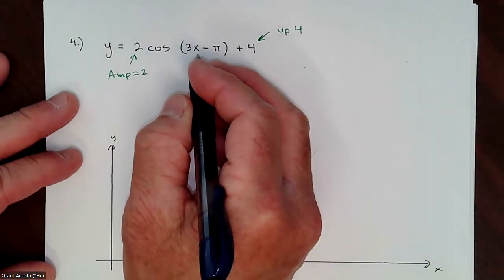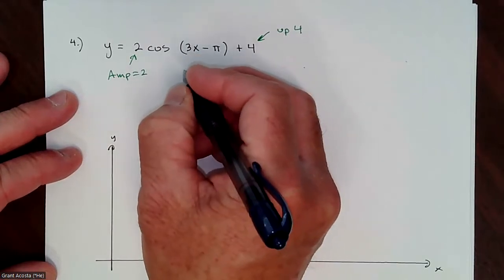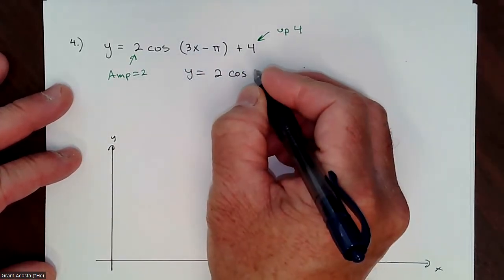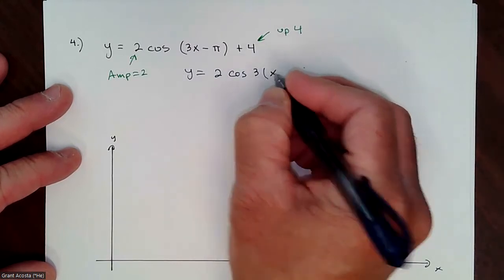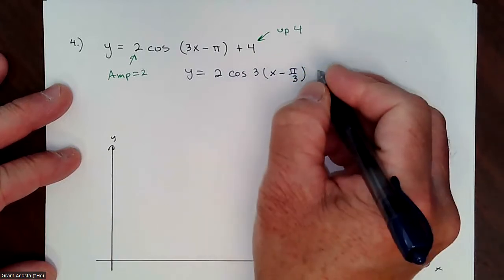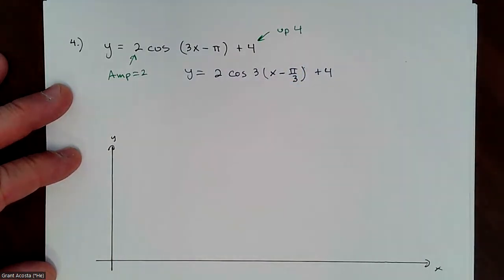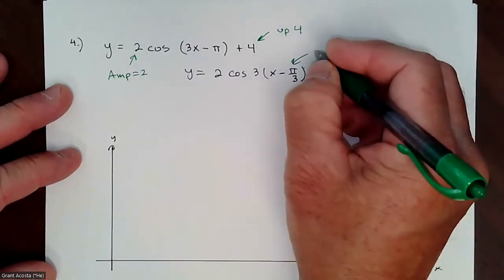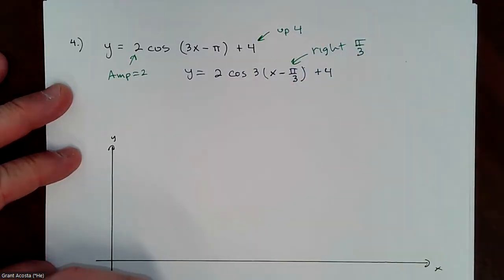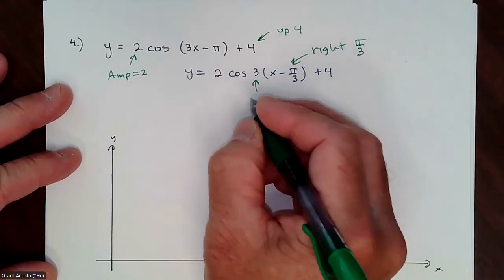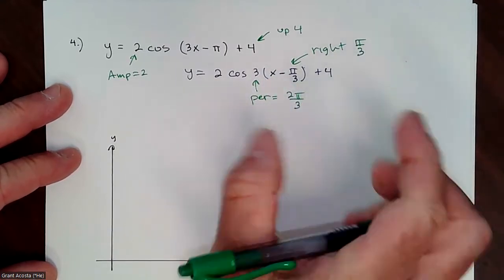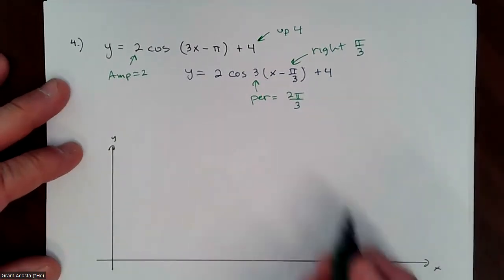So one way to see the horizontal shift is if I rewrite this graph as y equals 2 cosine and I factor out 3 from 3x minus pi, that is going to make that 3 times quantity x minus pi over 3. And we can actually see that the graph has in fact been shifted to the right by pi over 3. And this 3 is going to affect our period. It's going to take our normal period of 2 pi and divide it by 3. It's a horizontal compression.